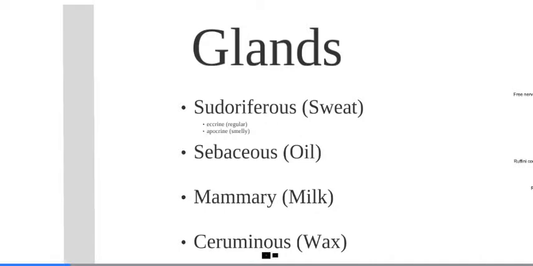The glands in the skin are the sudoriferous or sweat glands, sebaceous or oil glands, mammary or milk glands, and ceruminous or wax glands. Now, the textbook only really introduces the sudoriferous and sebaceous glands, but I want to include mammary and ceruminous here as they are glands found in the skin. They're just specifically found in very limited areas of the skin.